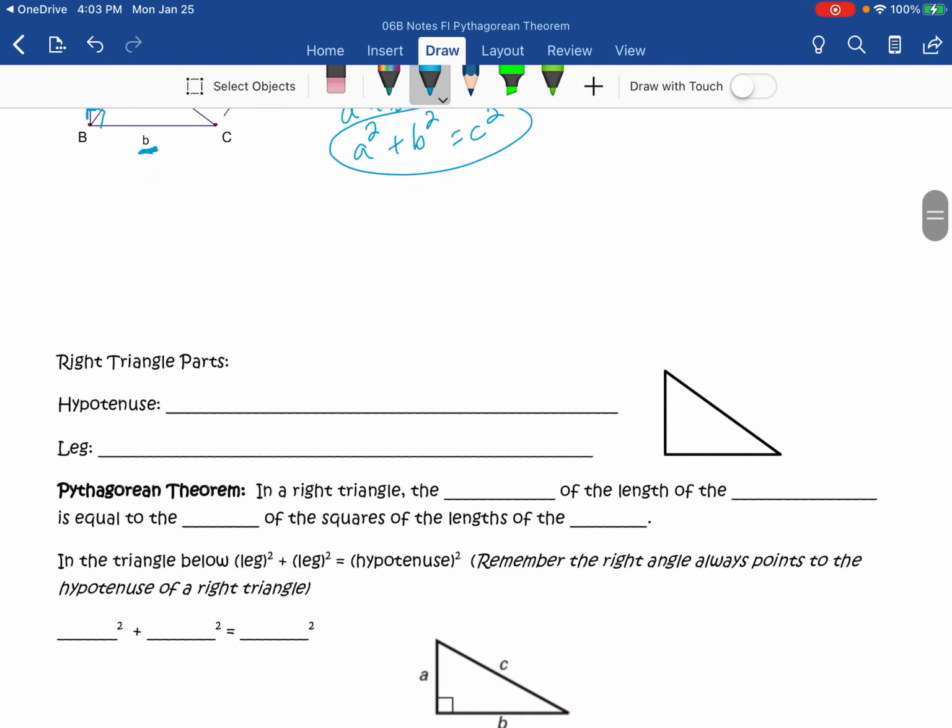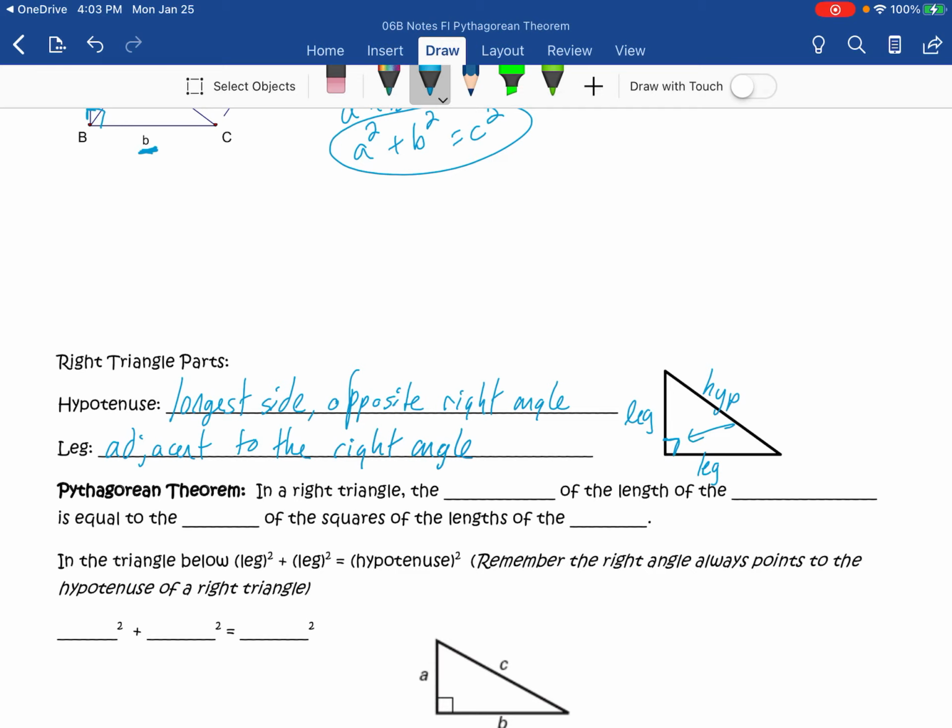I think that's cute. Okay, so a hypotenuse is the longest side of your right triangle. It is always opposite the right angle, and a leg is always adjacent to the right angle. So this is a leg, this is a leg, and your actual right angle points to the hypotenuse.